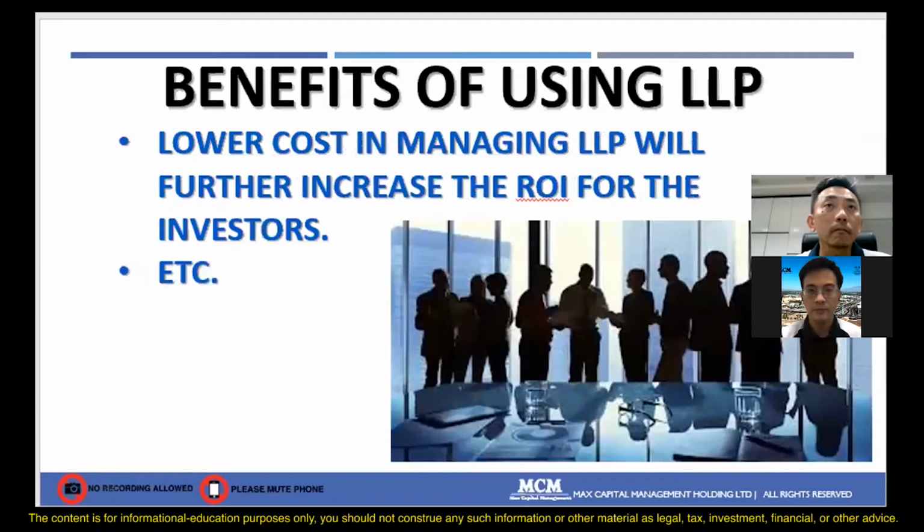Another thing is that the lower cost of managing an LLP will further increase the ROI. For example, if you're using a company structure, the Sdn Bhd or the Berhad structure, we have to have a company secretary and auditing costs and a lot of things. But sometimes the purpose of the company is only to hold shares, and you still have to pay all these costs to maintain the company. That eats into the ROI. So in this situation, you don't have to worry, because the LLP is the lowest cost, I would say, for the investment mechanism compared to a company structure.